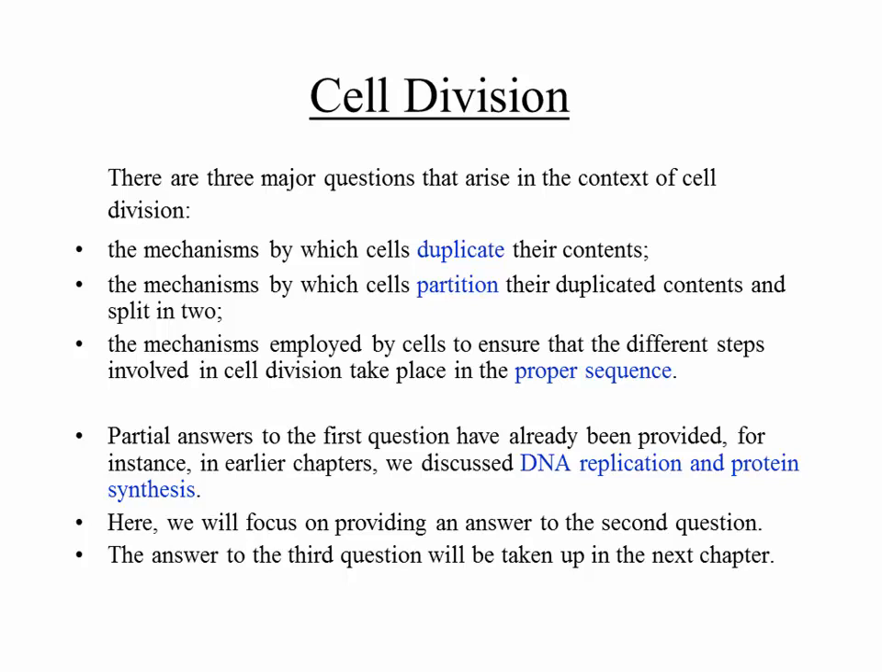Now, partial answers to the first question have already been provided because we've talked about protein synthesis, so how protein can be duplicated. Then we have talked about DNA replication. So we have already answered those questions. In this chapter, we are going to focus on the second question, which is, what are the mechanisms by which the cells partition their duplicated contents and split into two. And the answer to the third question, that is how are the events associated with cell division appropriately timed, so that everything happens pretty smoothly, is going to be answered in the next chapter.